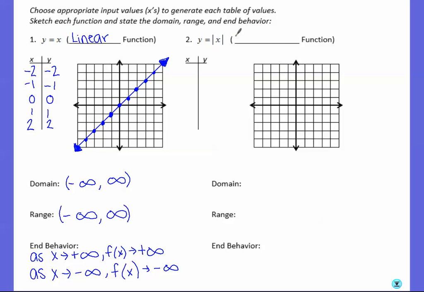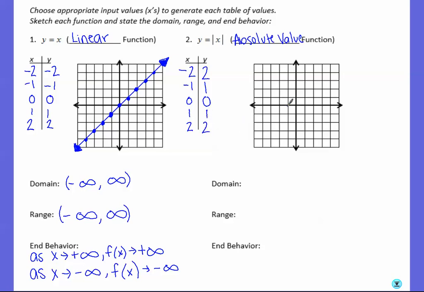Our next function is the absolute value function. And again, we're going to use the x values -2, -1, 0, 1, and 2. Those will help us notice our pattern. The absolute value means the distance away from 0. So the absolute value of -2 would be 2. Absolute value of -1 is 1. Absolute value of 0 is 0. Absolute value of 1 is 1. And absolute value of 2 is 2.